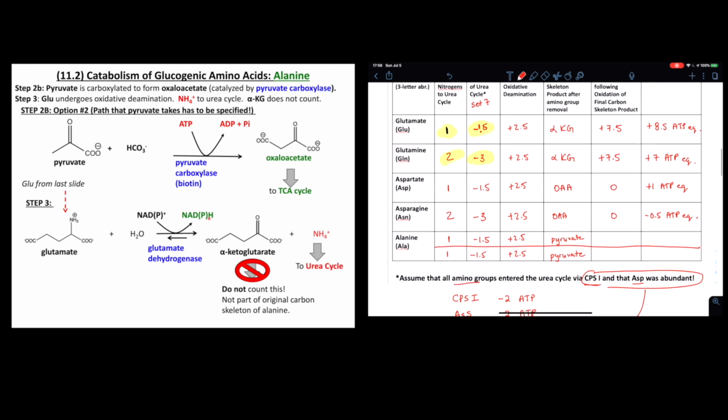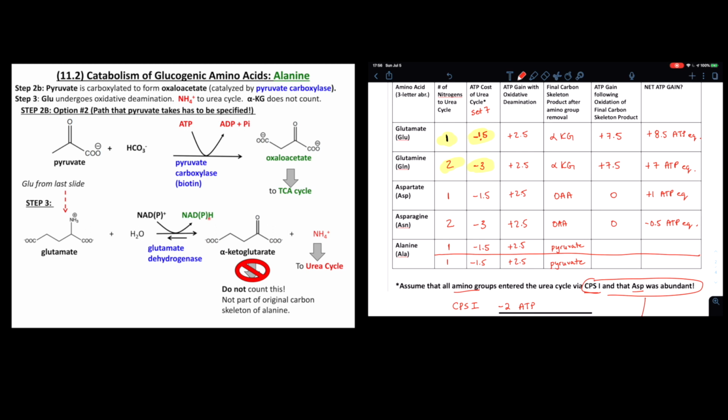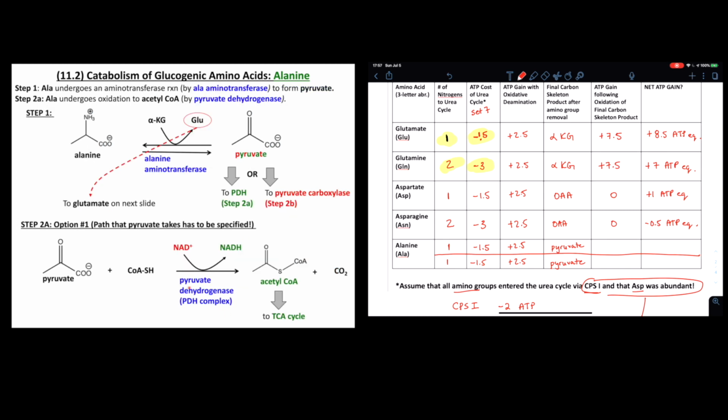Now, the carbon skeleton and the ATP that accounts for it depend on where this pyruvate is going to go. Is it going to react with bicarbonate using pyruvate carboxylase, or is it going to undergo the PDH complex, pyruvate dehydrogenase? If we use PDH, we get 2.5 ATP from this NADH, and another 10 for this acetyl-CoA, so this is plus 12.5.